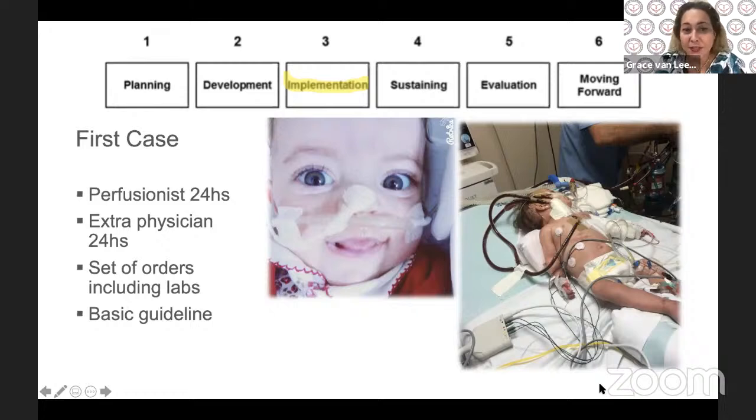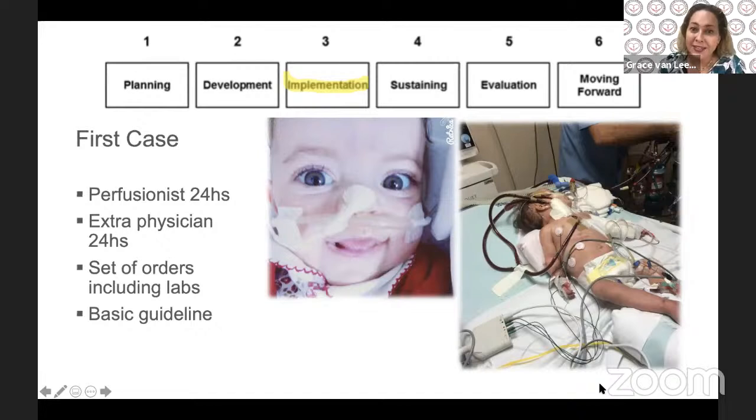And so what we did, we got a perfusionist 24 hours at bedside, one extra physician in the ICU to take a look at the patient, and everybody to discuss together and think about it. And we had a set of basic orders, including a set of labs every 6 hours or something like that, to make things better. And then we translated some of the basic ELSO guidelines so we were using them.